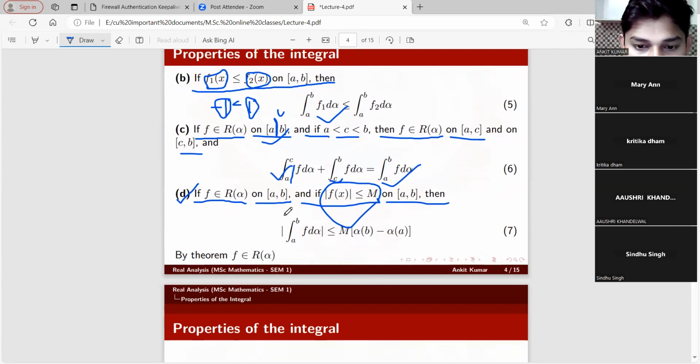Then this says that the modulus value of the integral from a to b of f d alpha is always less than or equal to M times alpha(b) minus alpha(a). Meaning thereby, if f(x) is a bounded function on closed interval a comma b, and this M is any positive value, how do we evaluate the modulus value of a Riemann Stieltjes integral? So this is the modulus value, and this is the integration part. The integration part is always less than or equal to that quantity M into alpha(b) minus alpha(a).